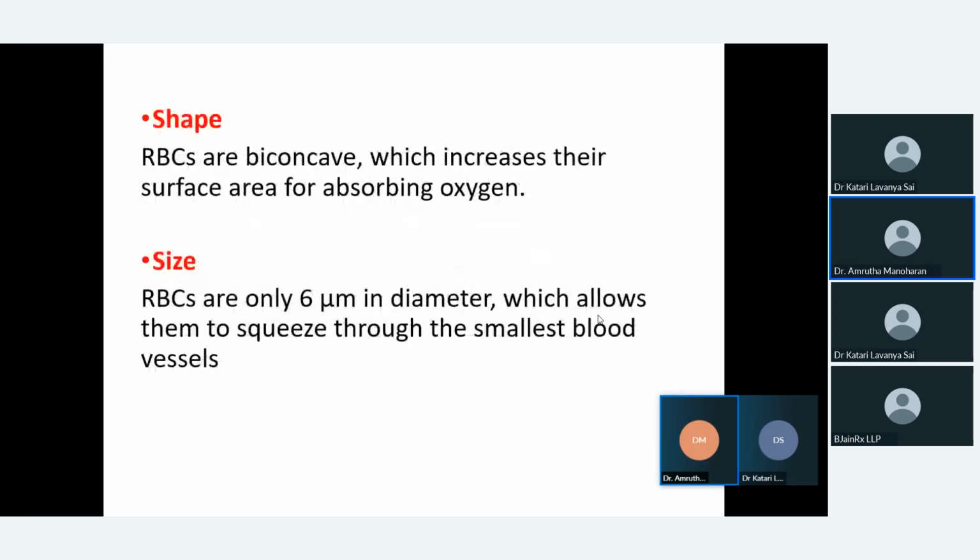So next, the 18th slide. What makes RBC unique? There are many factors that make RBC unique and distinct from other blood components. First, they have no nuclei, which allows more room for hemoglobin. Next, they have a unique biconcave shape. And as a consequence of having no nuclei, they can easily pass through the small blood vessels.